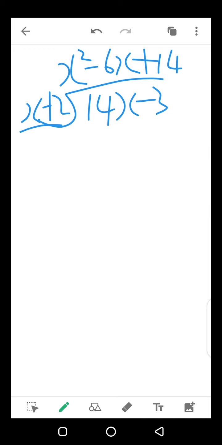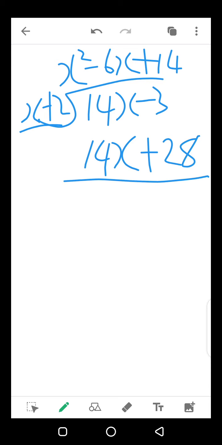Now 14 times x will give us 14x. 14 times 2 will give us 28. This is plus. Now we subtract again. 14x minus 14x will give us 0.